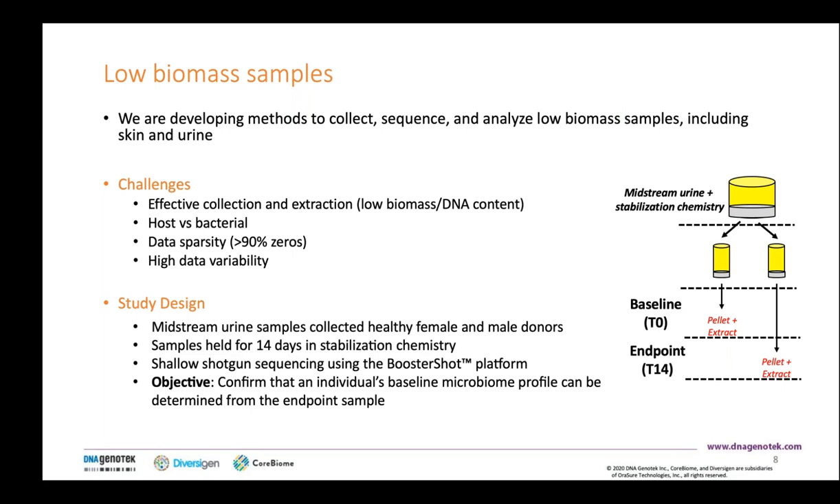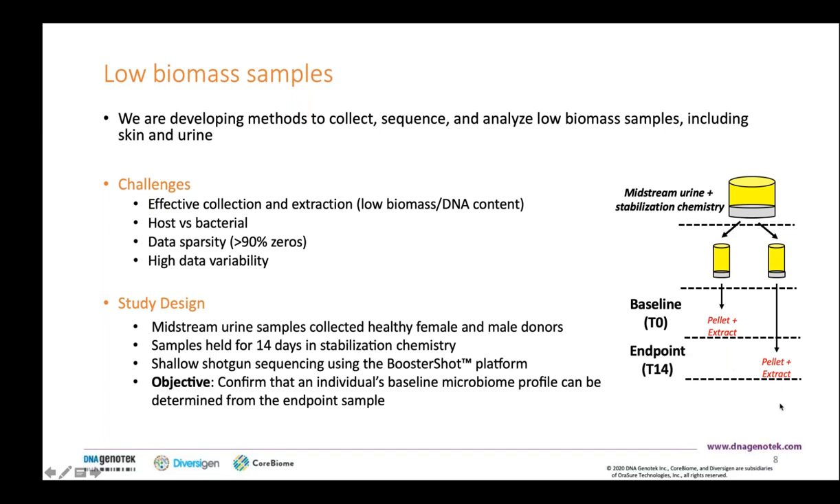So the first example I'll highlight is from low biomass samples. In particular, we're interested in developing methods and tools to collect, to sequence, and to analyze these sample types, such as skin and urine. Low biomass samples are challenging for a number of reasons. There's very low DNA input. It's very hard to extract enough content. They tend to have high host DNA contribution as well. And because of these factors, the data are very sparse. They contain lots of zero counts, and they're highly variable and less reproducible. So perfect candidates for a compositional problem.